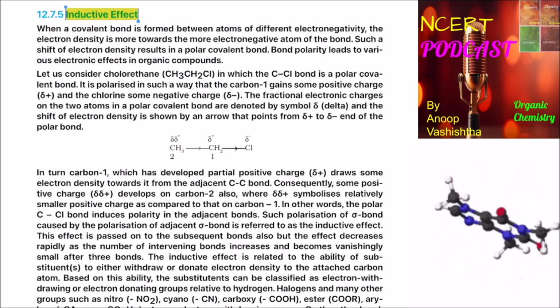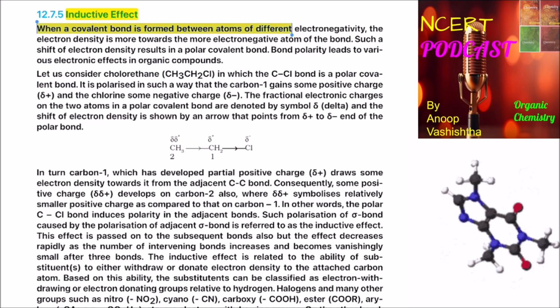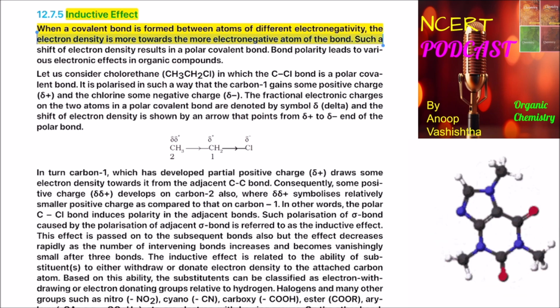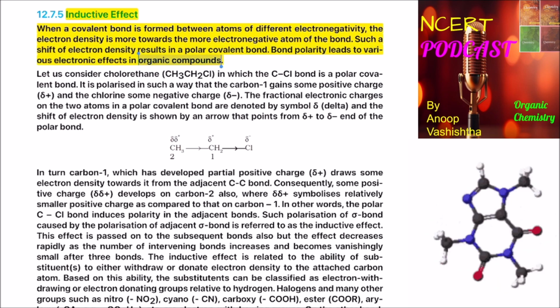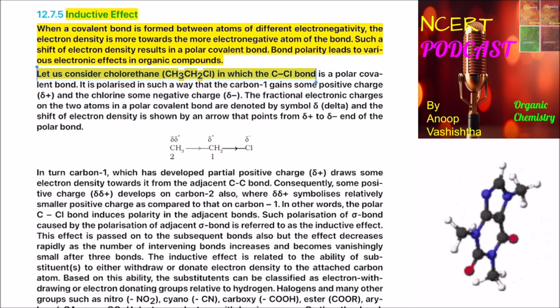Inductive effect. When a covalent bond is formed between atoms of different electronegativity, the electron density is more towards the more electronegative atom of the bond. Such a shift of electron density results in a polar covalent bond. Bond polarity leads to various electronic effects in organic compounds. Let us consider chloroethane, CH3CH2Cl, in which the C-Cl bond is a polar covalent bond. It is polarized in such a way that carbon 1 gains some positive charge, delta positive, and the chlorine some negative charge, delta negative.